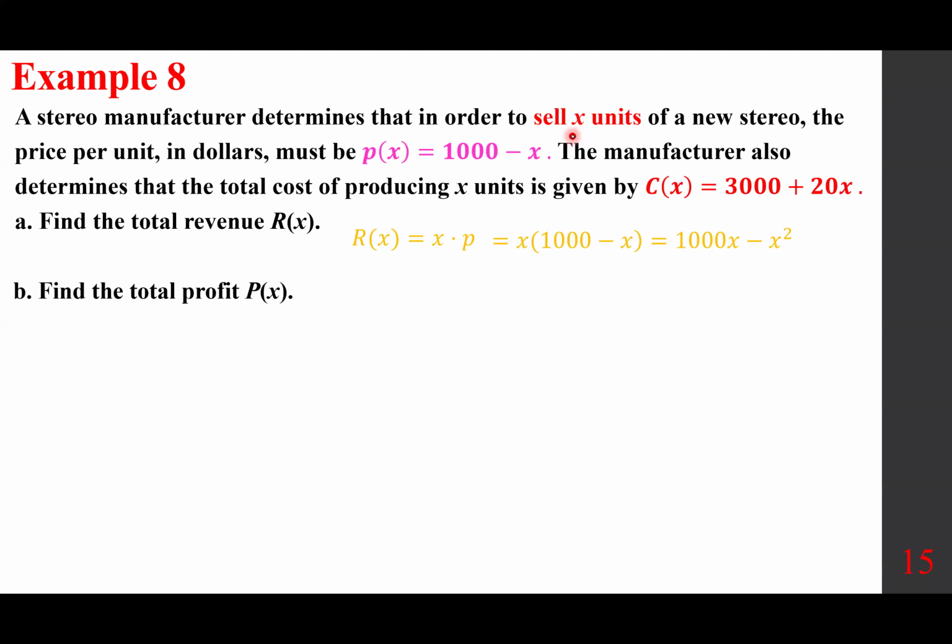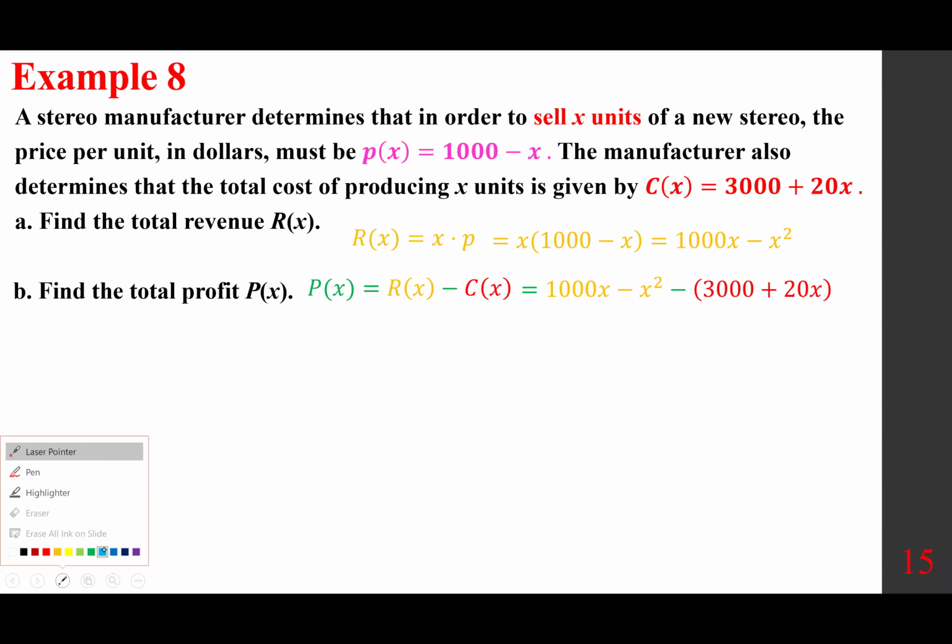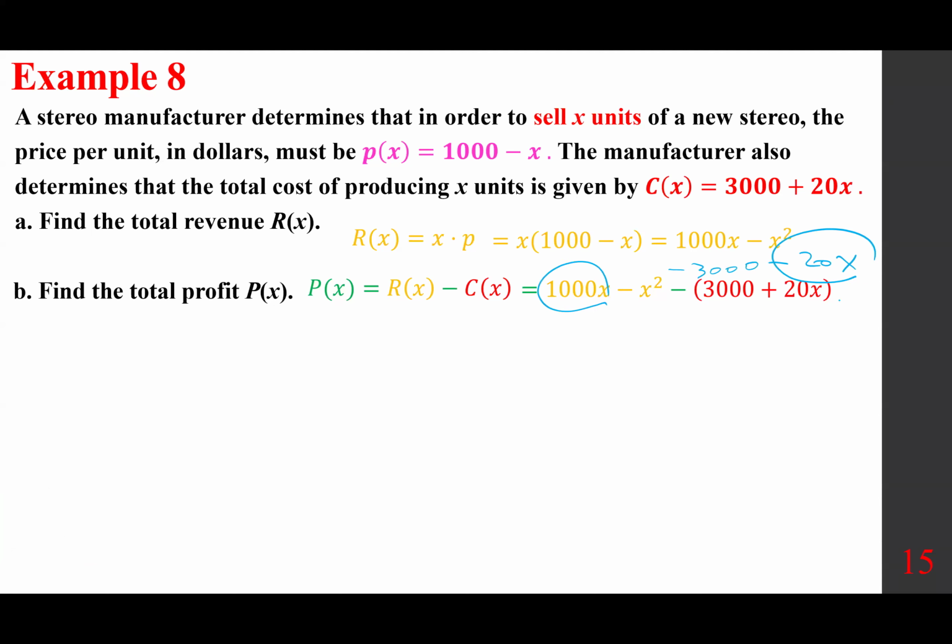Profit. Profit by definition, everybody, is revenue minus cost. So that means subtract the cost from the revenue we just found. And this gives us minus 3000 minus 20x. And we can combine these two. And we put it in descending order. Minus x squared plus 980x minus 3000.